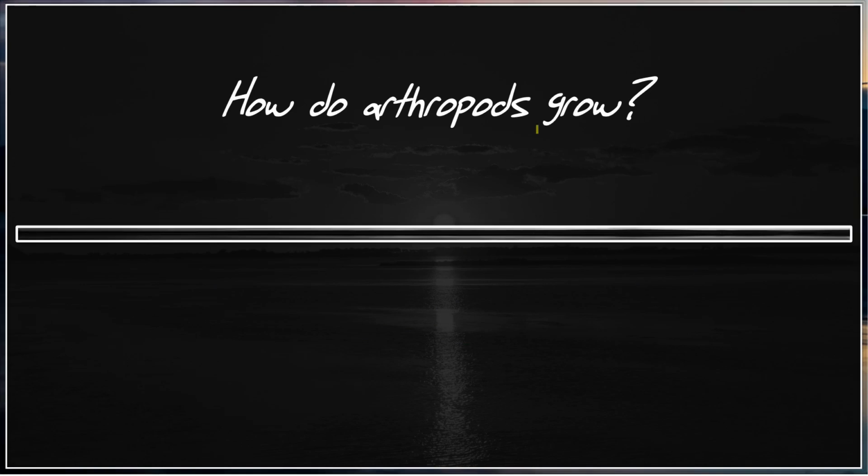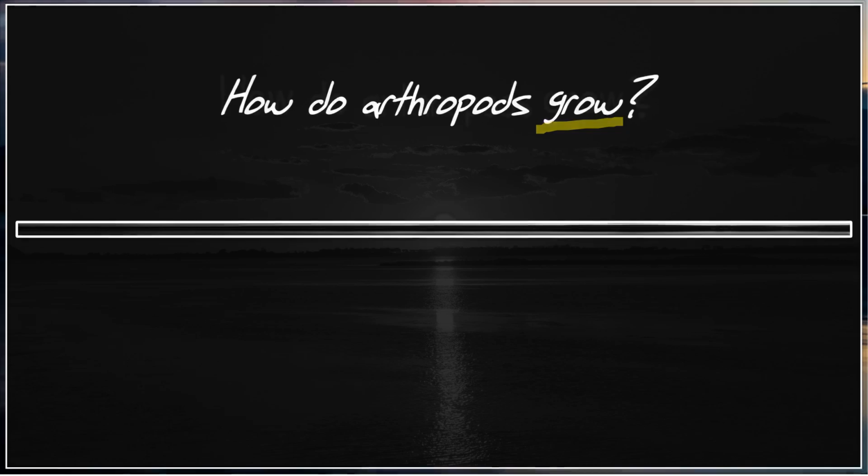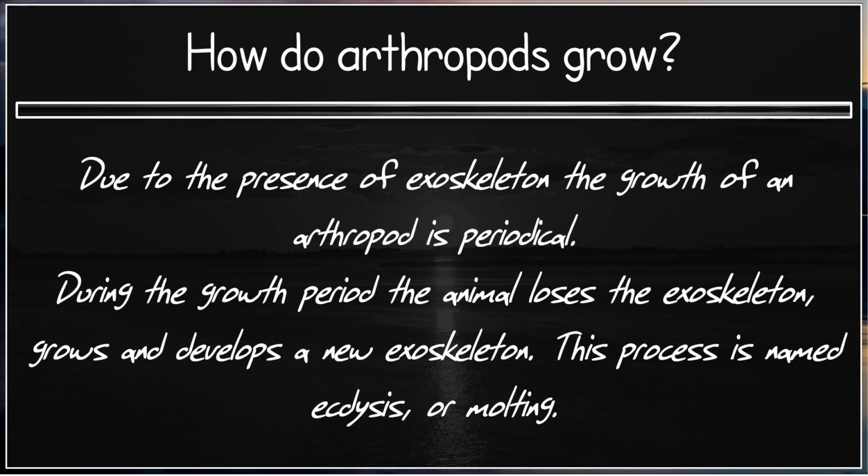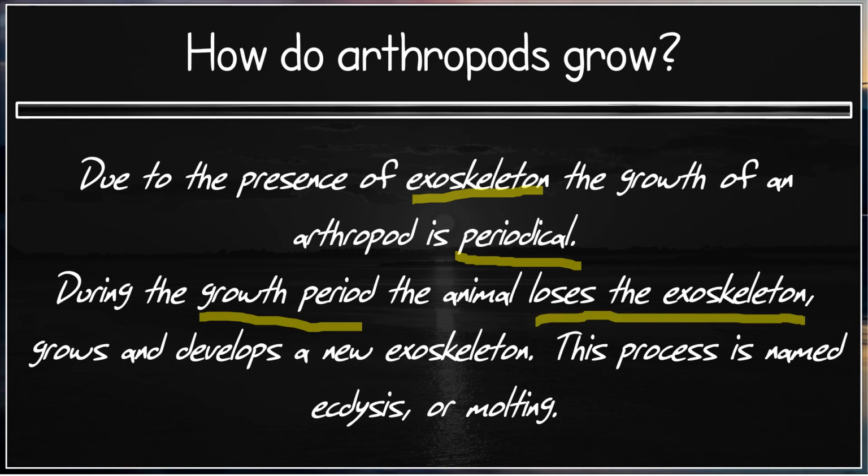How do arthropods grow? Due to the presence of exoskeleton, the growth of arthropods is periodical. During the growth period, the animal loses the exoskeleton, grows, and develops a new exoskeleton. This process is named ecdysis or molting.